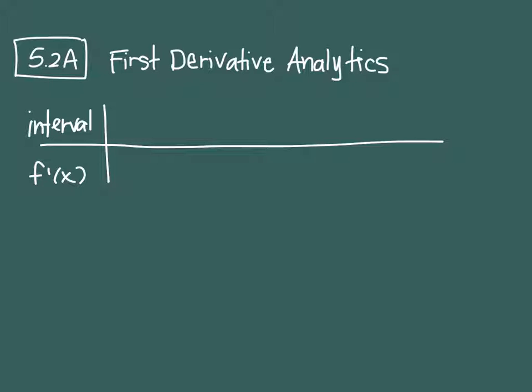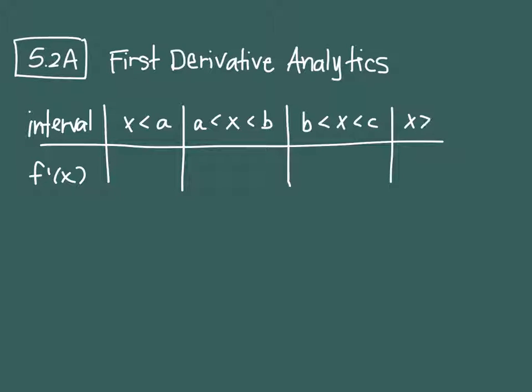So I want you to set up sort of a table. The top row is going to be something called intervals, and the bottom row is going to be the derivative. The intervals we're going to look at are x less than a, and then the interval from a to b, and the interval from b to c, and then x greater than c.